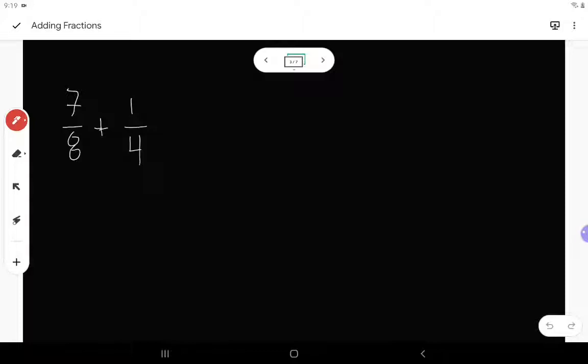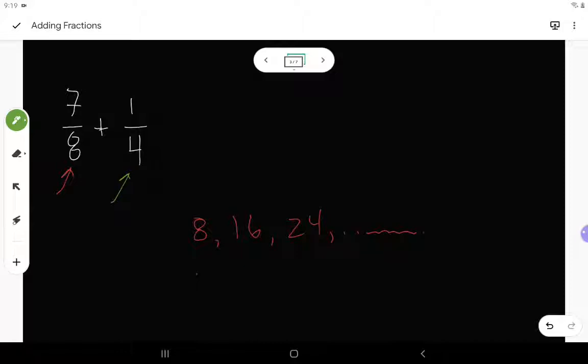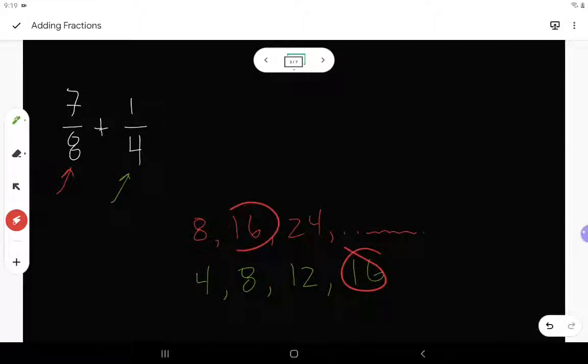So for this one, I got 7 over 8 plus 1/4. So I'm going to look at my multiples of 8. So I've got 8, 16, 24, and I could keep going. I'm going to stop because 4 is a smaller number here. So let's go with 4. Starting with 4, 8, 12, 16, and I go, wait a minute. They're both the same at 8. They also have a common multiple of 16, but 8 is the smallest common multiple. They would also have a common multiple at 24 and 32 and 40, but 8 is the smallest of them.